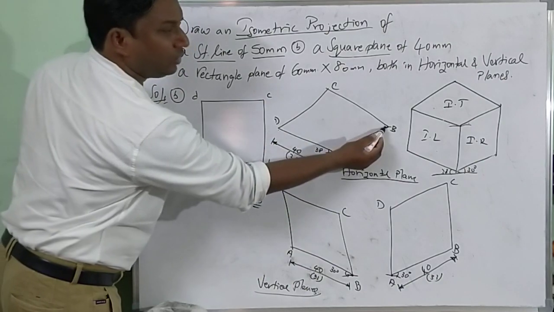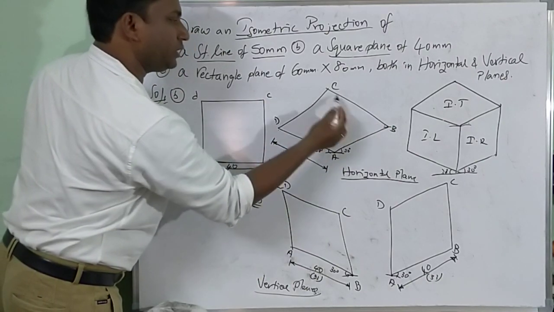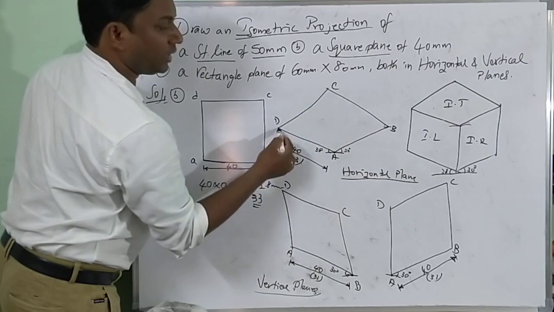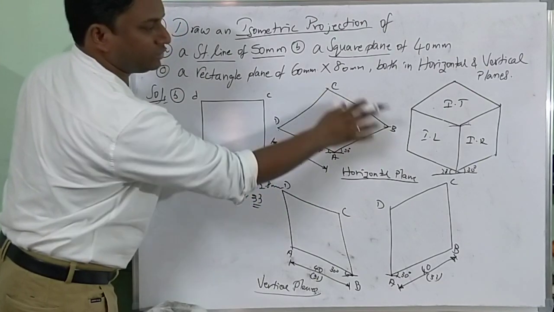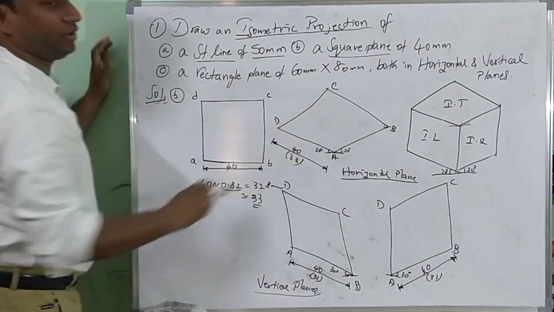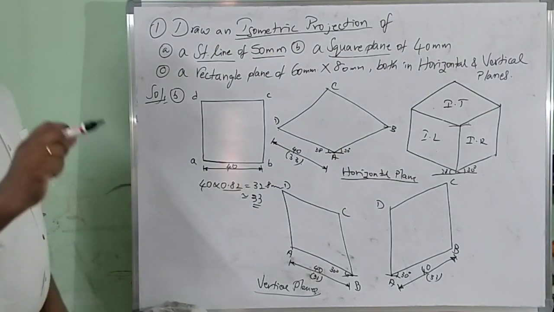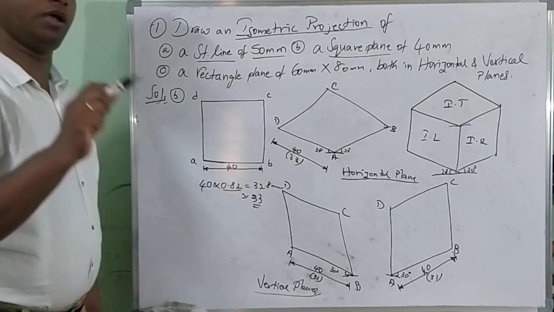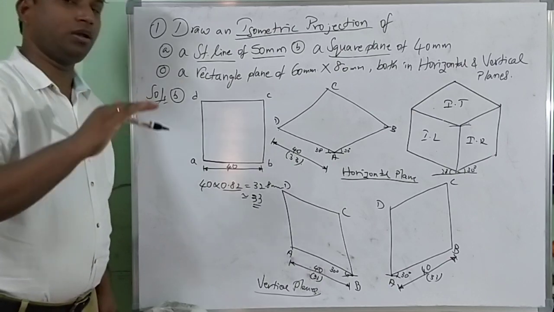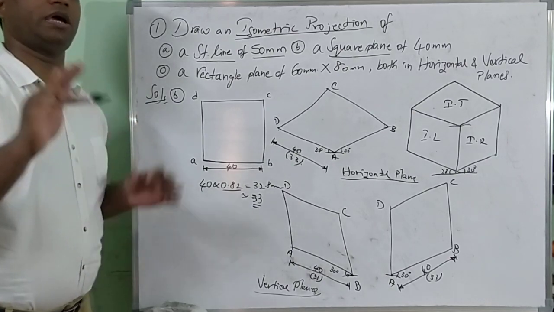After that, from here, with the help of a protractor, you can draw one more 33. You will get like this. From here, on the right side, one more 30. You will get like this. You can close it. A, B, C, D. Finish. Isometric projection of a square plane of 40 mm in the horizontal plane, that is iso top.